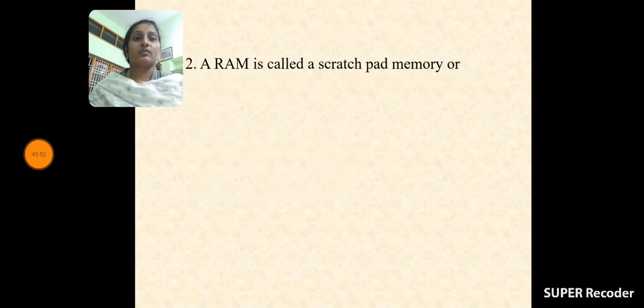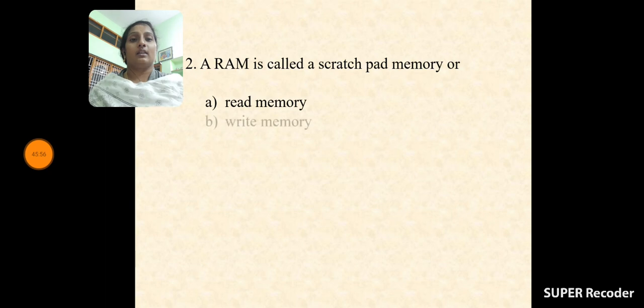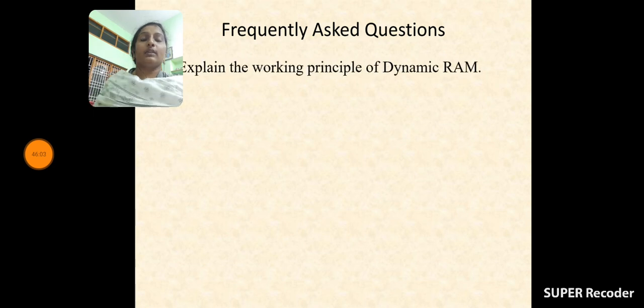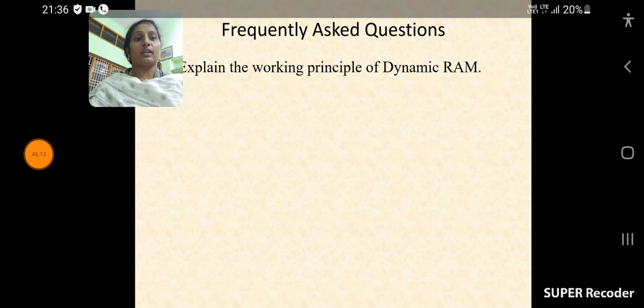So here some questions are there. See here, a RAM is called scratch pad memory or read-write memory. Is it clear? Okay, so next one. While coming to the long answer questions, explain the operation of the dynamic RAM is a 5 marks question, and all remaining are 3 and 1 mark questions. Okay, now I would like to conclude the class.